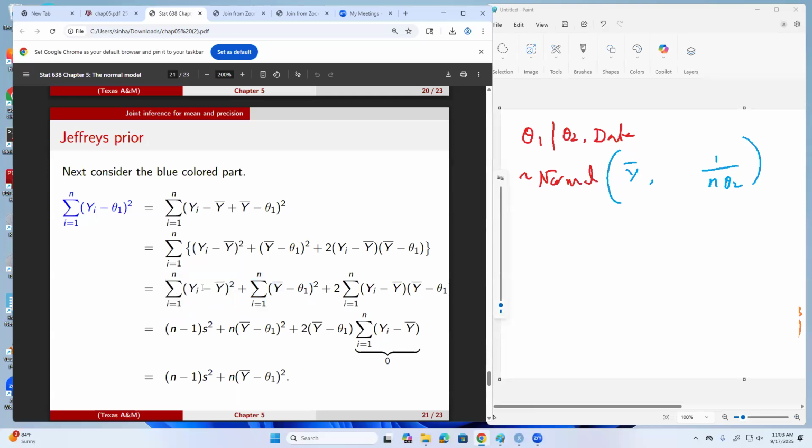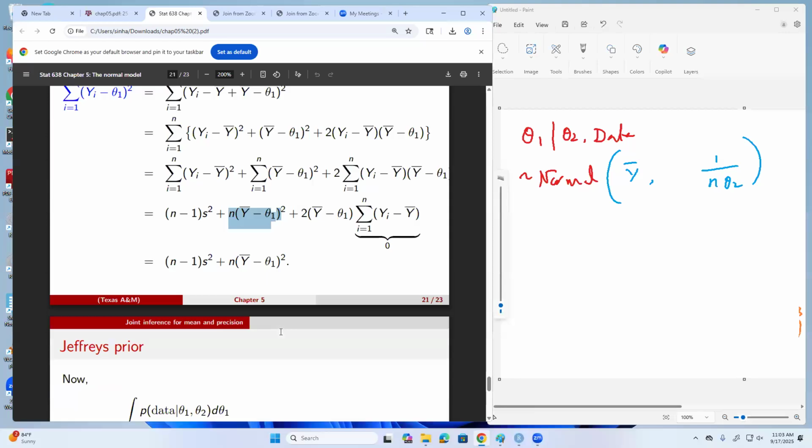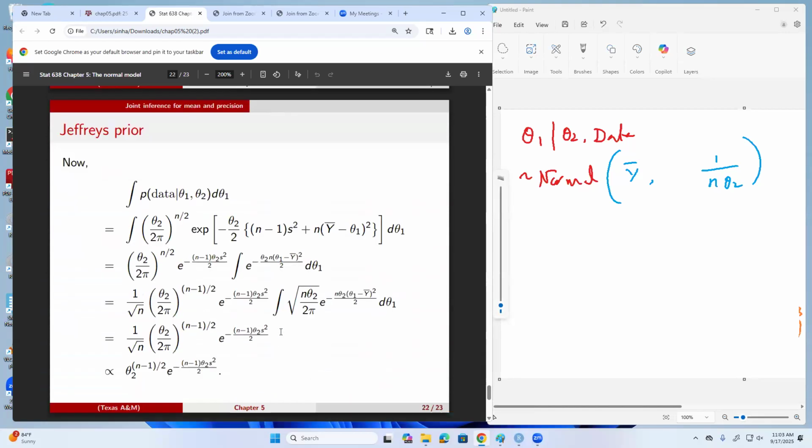This guy is the (n minus 1) times the sample variance S square. When we talk about the sample variance of a set of observations, it is the sum from i equal to 1 to n of (y_i minus y bar) square, divided by n minus 1. So this is the sample variance. And the second part is n times (y bar minus theta 1) square. So I write this expression.